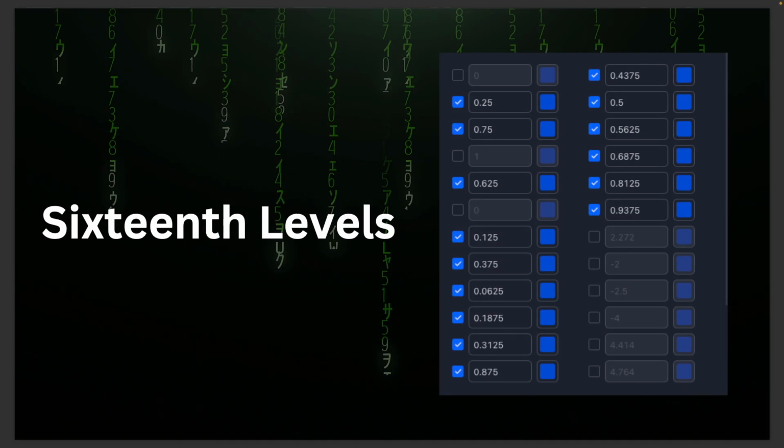And as promised, here are the 16th levels. Pause the video and you can put these into your own trading platform if you so desire.